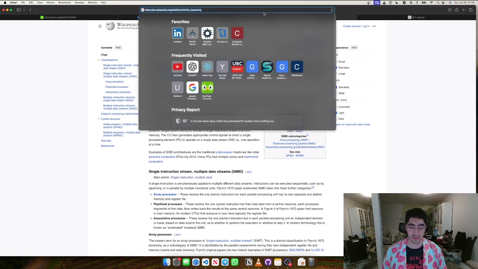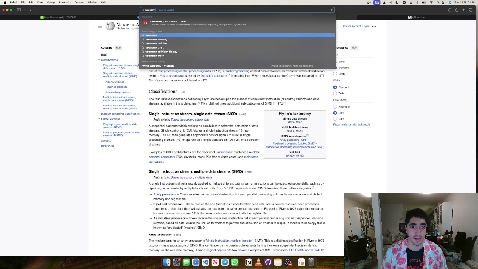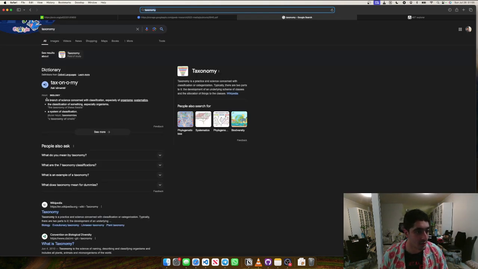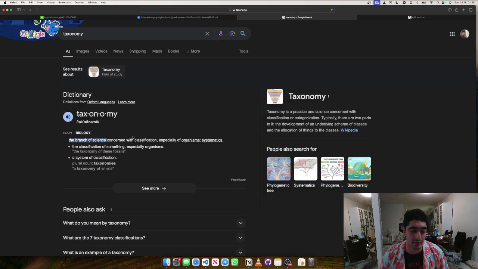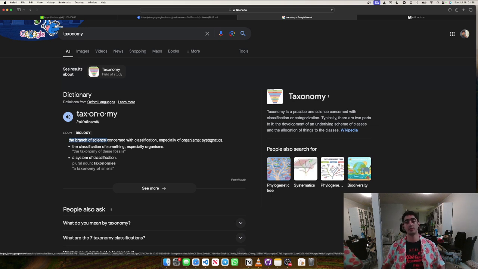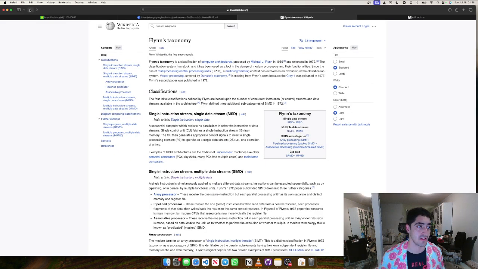Let's first search what taxonomy is. Okay, so basically taxonomy is the branch of science concerned with classification, especially of organisms. So probably it has to do with Flynn's taxonomy, the classification of computer architectures.